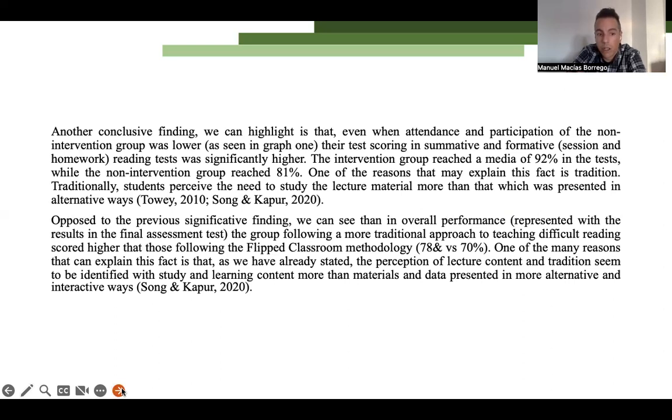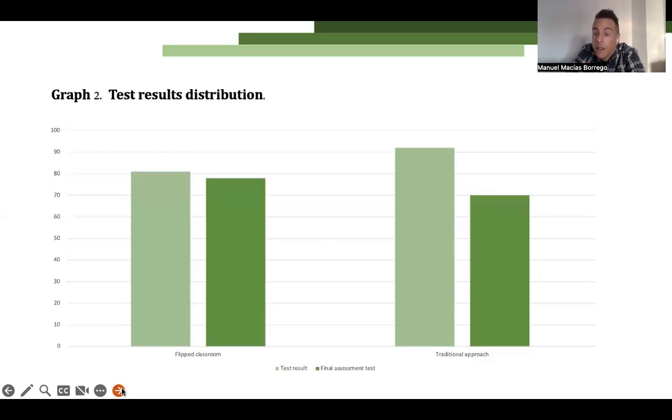One of the many reasons that can explain this fact is that, as we have already stated, the perception of lecture content and tradition seem to be identified with study and learning content more than materials and data presented in a more alternative and interactive way. This can be seen in the following graph, where we can see that those following the traditional approach rank higher than those following flipped classroom, both in test results and in final assessment.